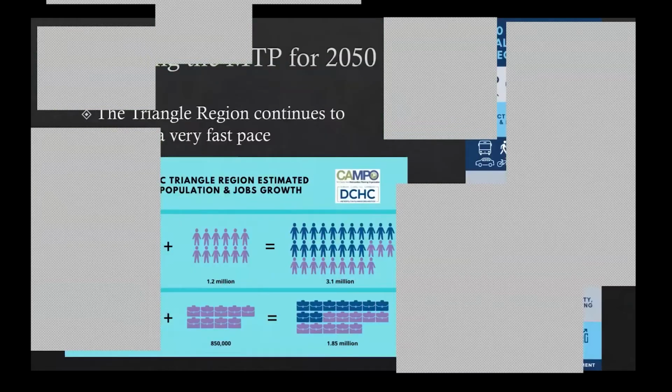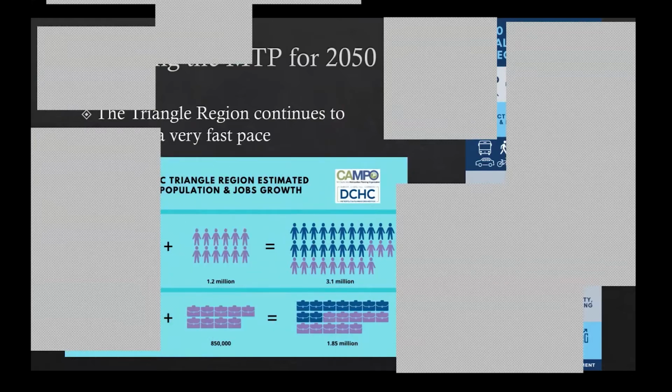Just very briefly, you can see that we're adding a lot of people, 1.2 million people. There'll be 3.1 million people in the Triangle in the year 2050, and we're adding 850,000 jobs, so we'll have 1.85 million jobs. That's a lot. And you can see we have some of our goals and objectives there on the right. They have to do with climate change. They have to do with congestion. They have a lot of visions for our area. And so that's the challenge.